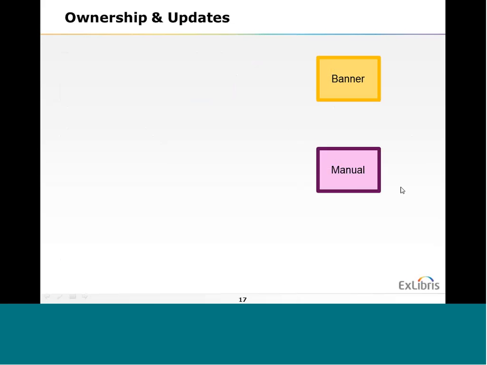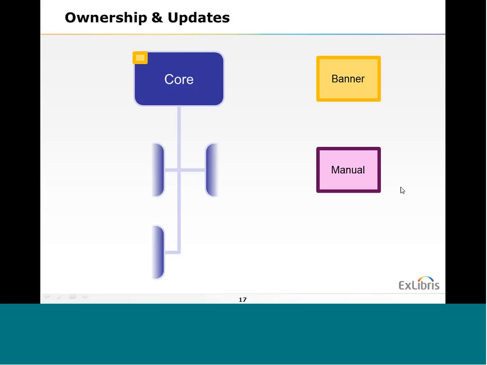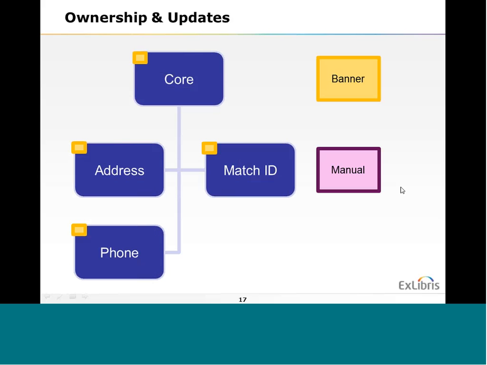So let's take an example in which a student information system, such as Banner or PeopleSoft or Workday, creates a user record in Alma as a result of a load. And this is a typical user record that contains one core segment and one each of address, match ID, and phone number. So in other words, in this user record, there's one address, there's one phone number, and there's one match ID. And the match ID will match the user between the student information system and Alma.